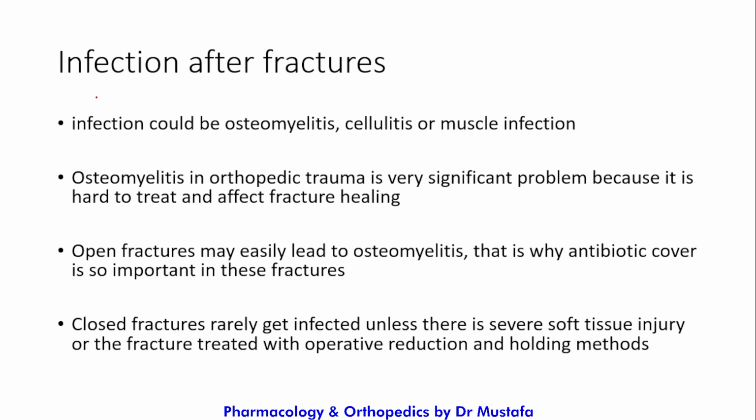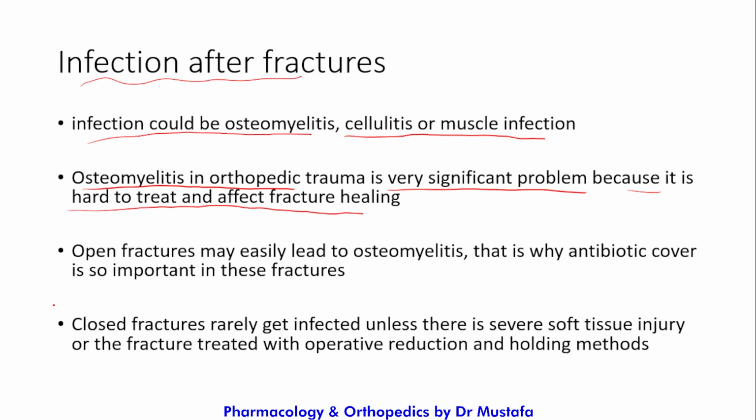Now let's talk about another complication, and that is infection after fractures. Infection could be osteomyelitis, cellulitis, or muscle infection. Osteomyelitis in orthopedic trauma is a very significant problem because it is hard to treat and affects fracture healing. Open fractures may easily lead to osteomyelitis. That is why antibiotic cover is so important in these fractures.